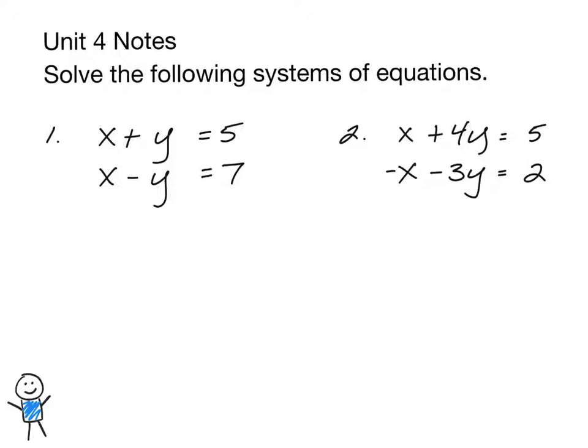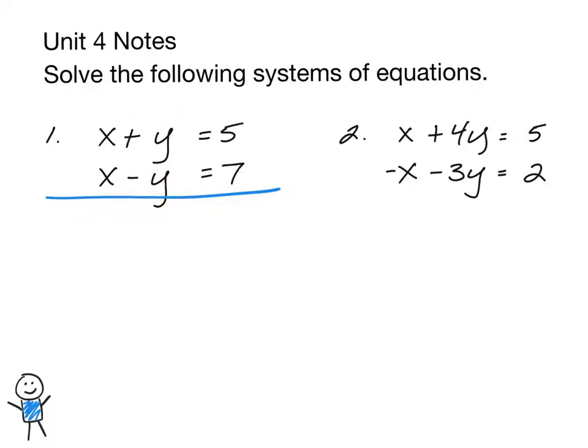So let's get started. Number 1 here says x plus y equals 5 and then x minus y equals 7. If you'll notice, when the letters and the like terms are lined up, they sort of create columns. What you're looking for is to add vertically the columns, and you're looking for something to eliminate or cancel each other out. In this case, the plus y and the minus y cancel each other out. They're opposites of each other.